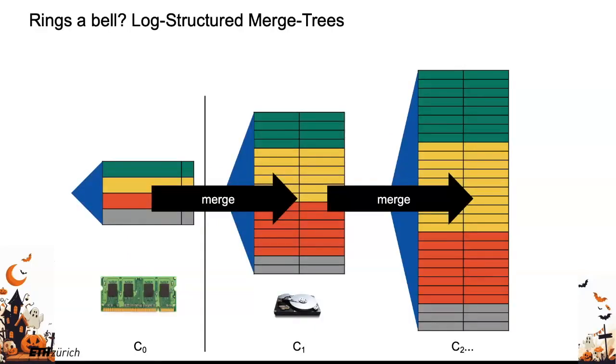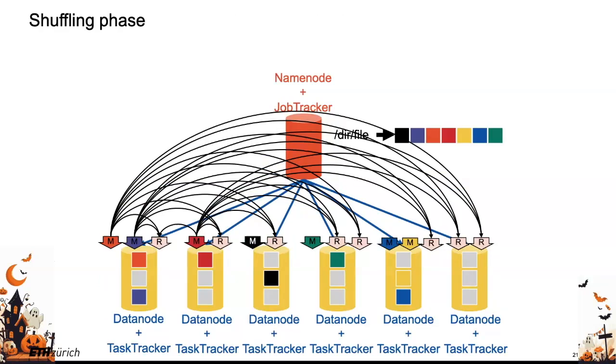So we can manage that with the log structured merge trees. If we keep producing so many key value pairs that it doesn't fit in memory, we just store them in a log structured merge tree on the disk. Next, I'm done with the map phase.